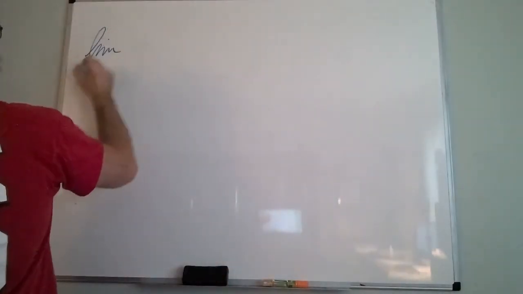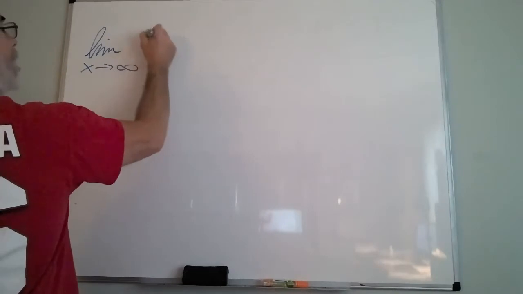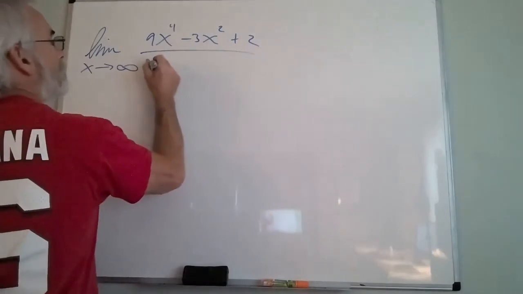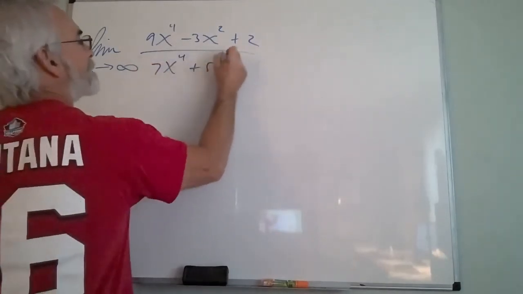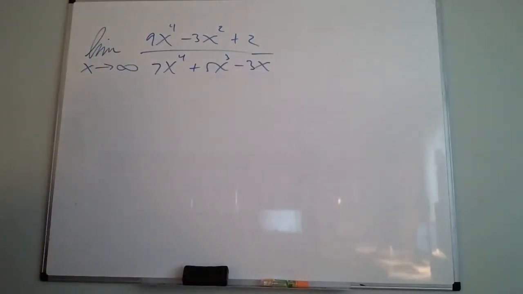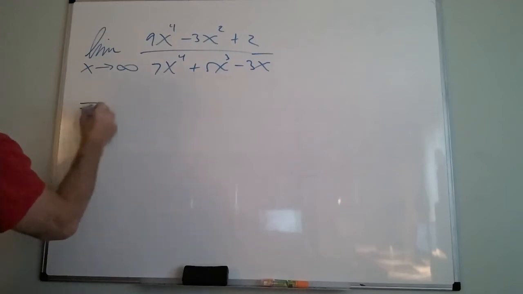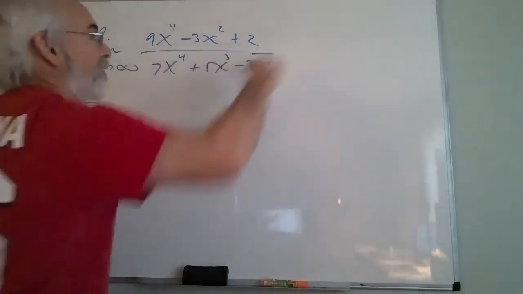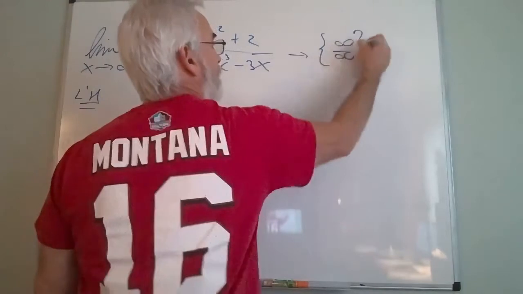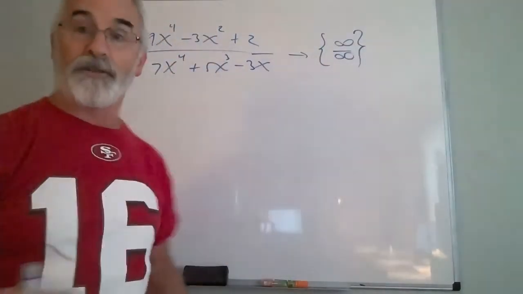Now, the same thing is true if I have the indeterminate form infinity over infinity, then the limit is of the derivatives. So let's suppose I had the following. The limit as x goes to infinity of 9x to the 4 minus 3x squared plus 2 over 7x to the 4 plus 5x cubed minus 3x. I can use L'Hopital's rule on this. This is the form infinity over infinity. I'll even put it here. It's always a good idea to identify the form because the form tells me my strategy most of the time.